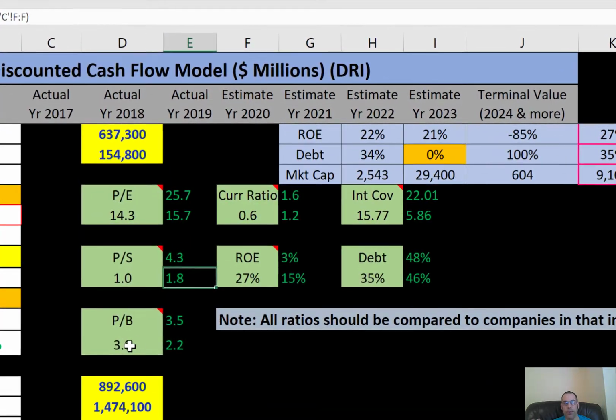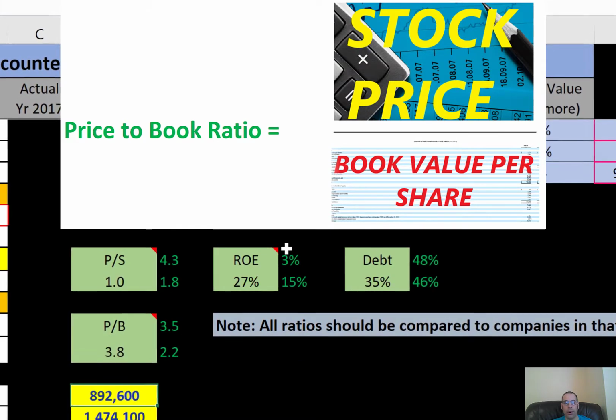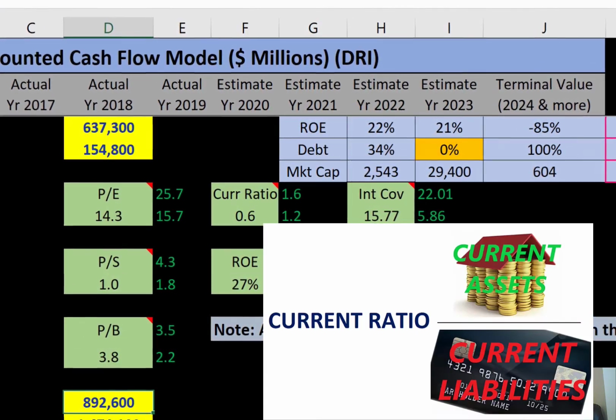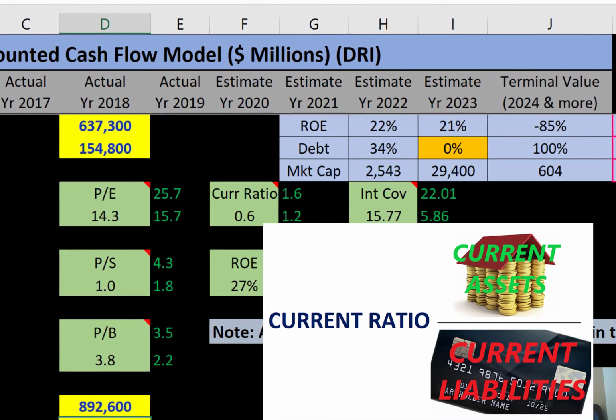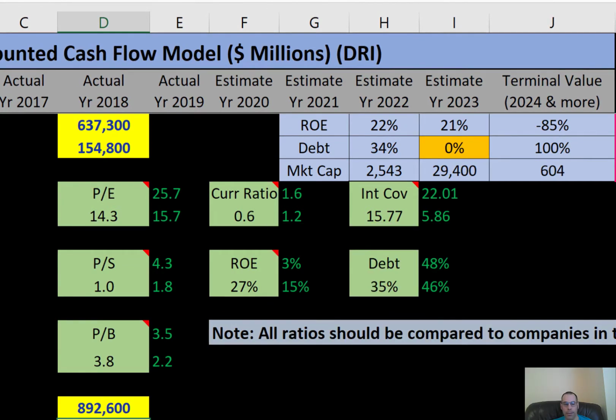Pretty good price to book, 3.8. That's about the average in the market. They have a low current ratio of 0.6. So that means their current assets are less than their current liabilities, which is not a good sign. That means they may need to take on more debt in order to cover their current payables. But this could be a short-term problem.